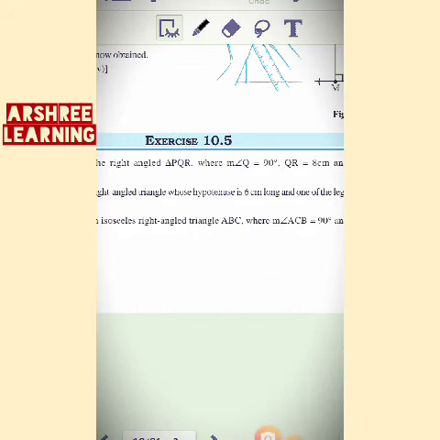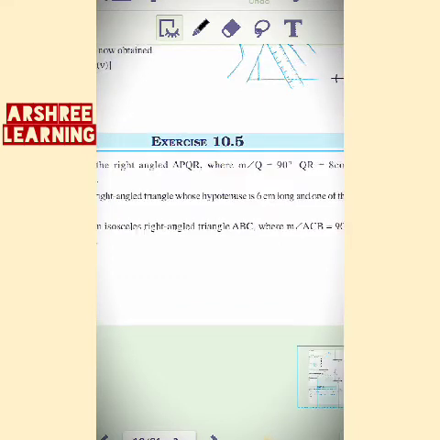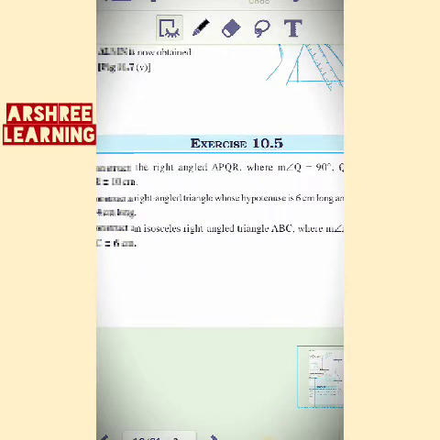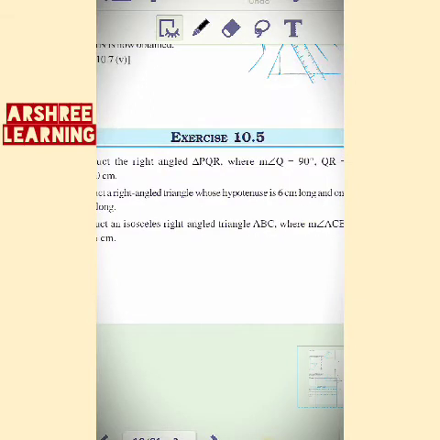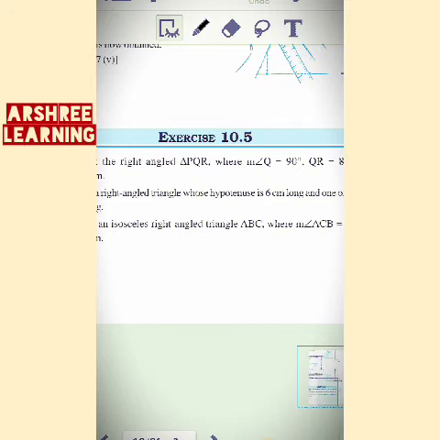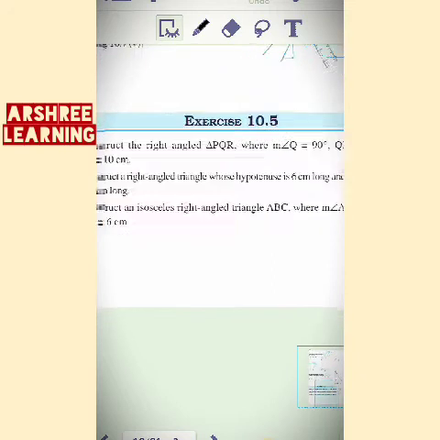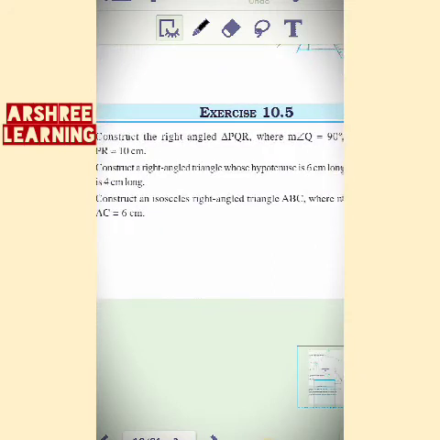Exercise 10.5 we have to do. In this exercise you have to construct triangles, where one angle is given but the length of two sides is given, and there are special triangles. Like question number 1, construct a right angle triangle.